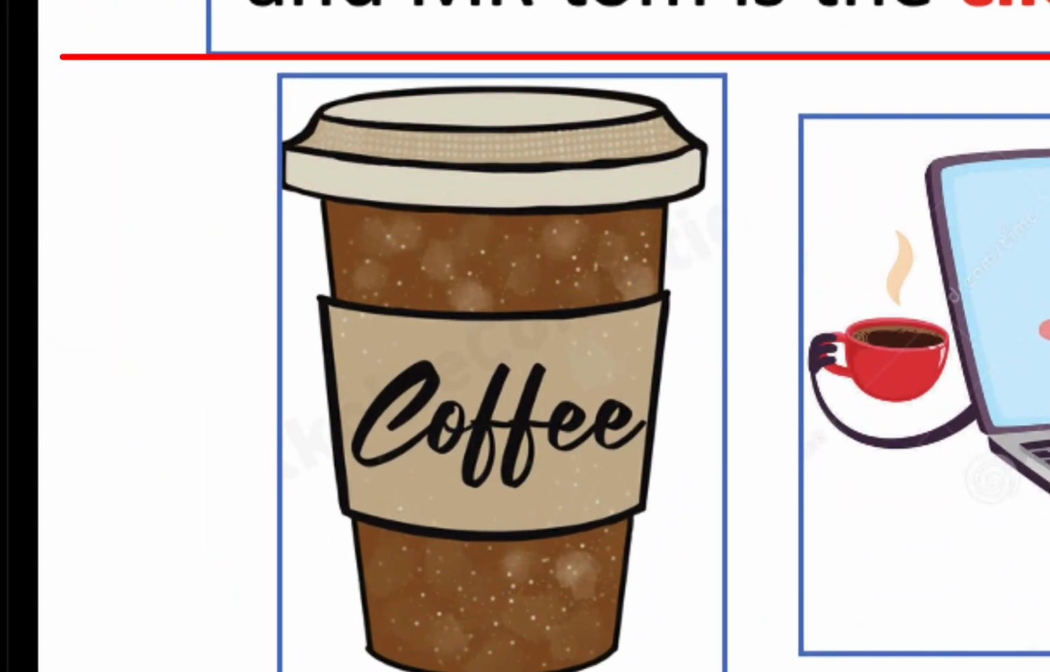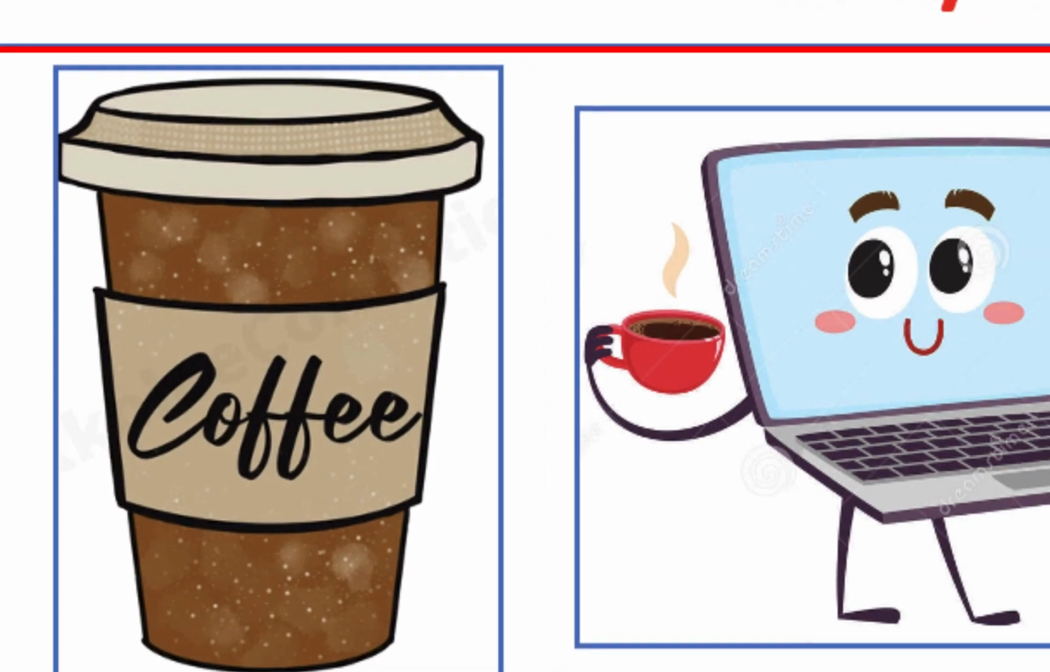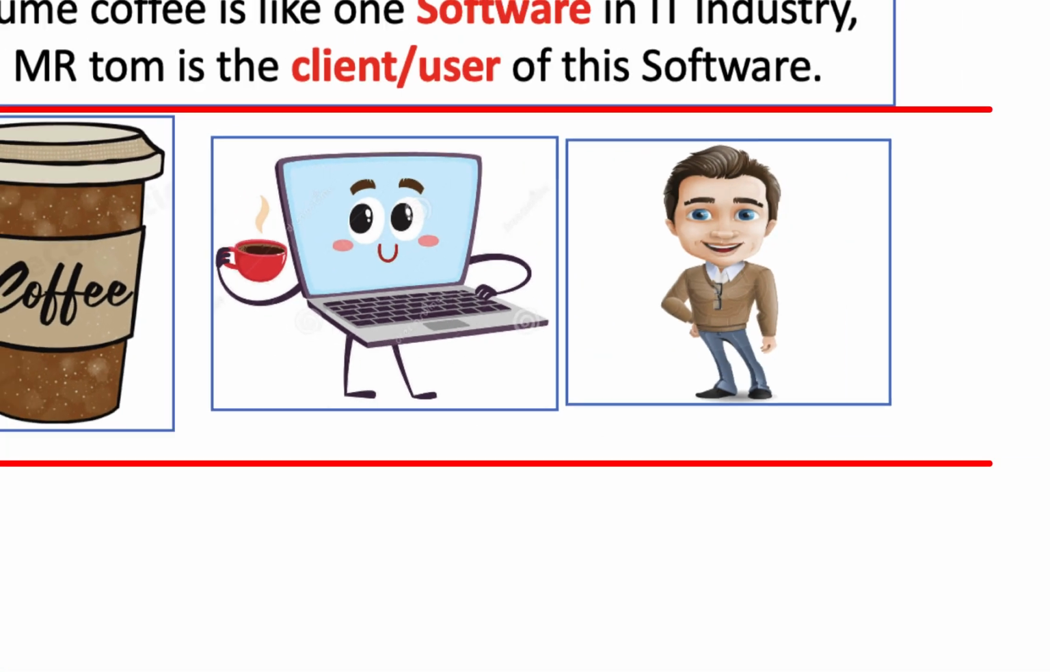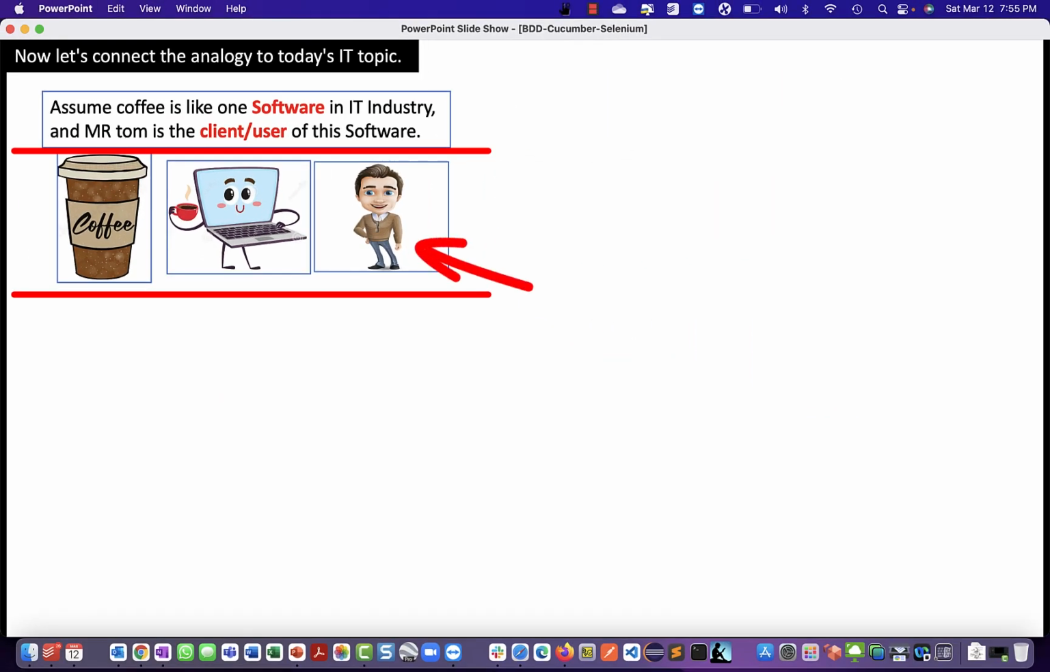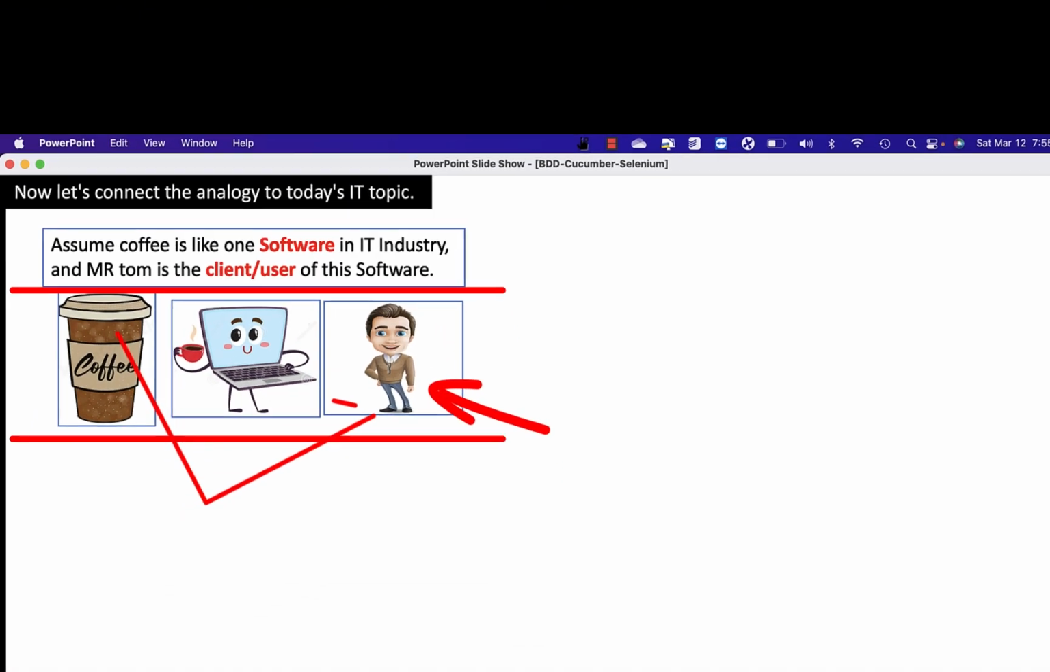Assume coffee is like one software. Every coffee we drink inside a mug, like a complete coffee, think of that as a software. So a software, a coffee, same thing. Okay, so Mr. Tom here is a client or user of the coffee.